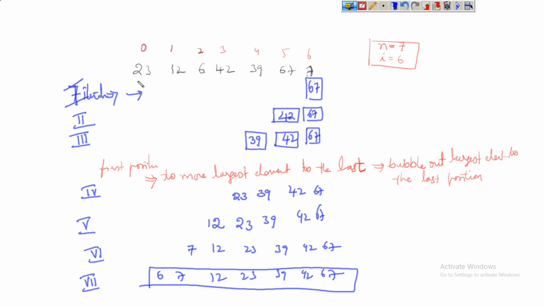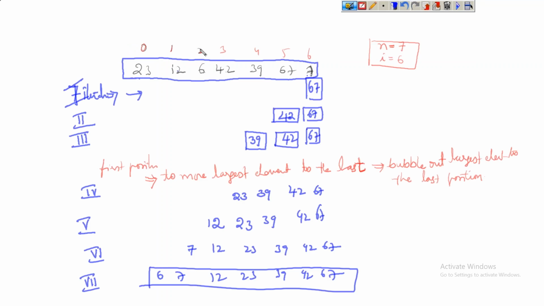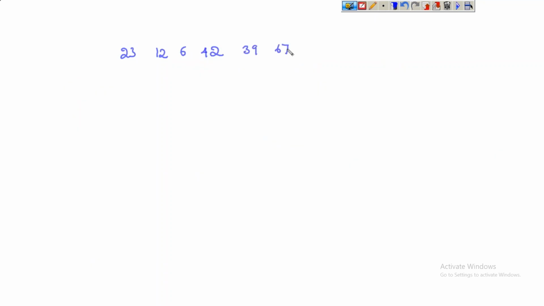Okay. Now let me take all these elements. Let us see how the data is going to be executed for each iteration. Is it clear, guys? First, for every iteration, the largest element must move to the last position. Okay, let me take these elements: 23, 12, 6, 42, and three more elements. What are they? 39, 67, 7.